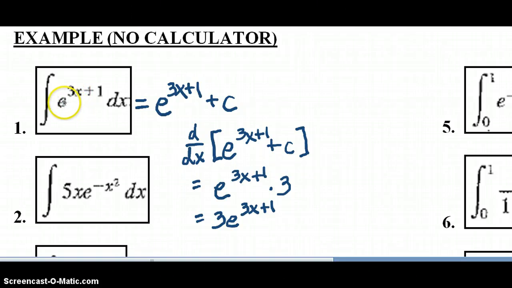So the rule is not as simple as just saying, oh, I have e raised to a function, so the answer is e raised to the function plus c. So let's erase our incorrect work here.